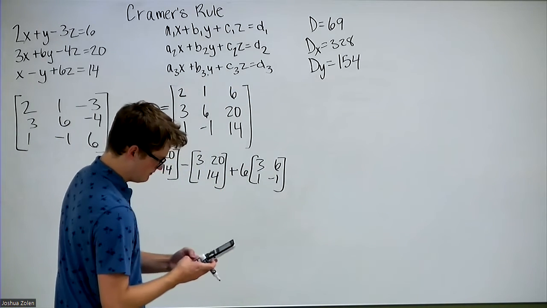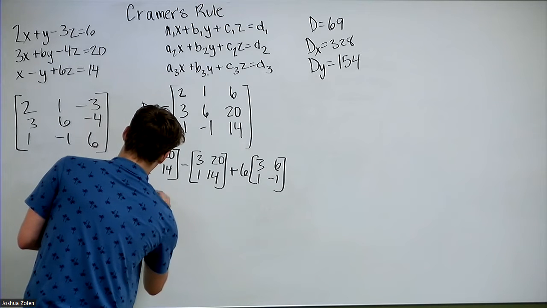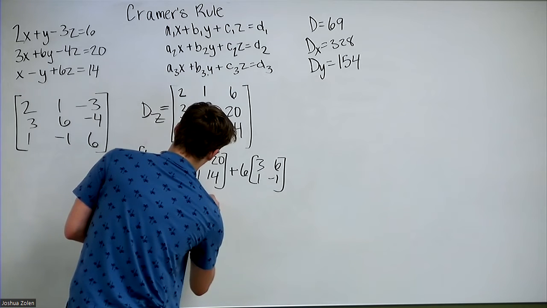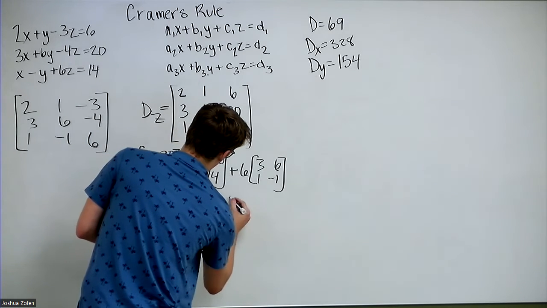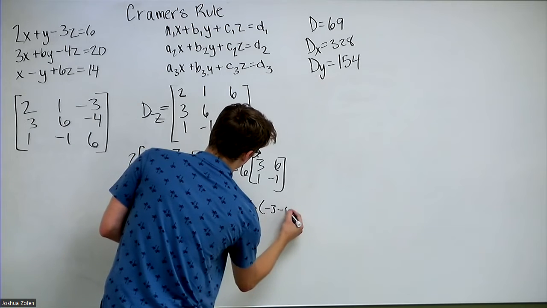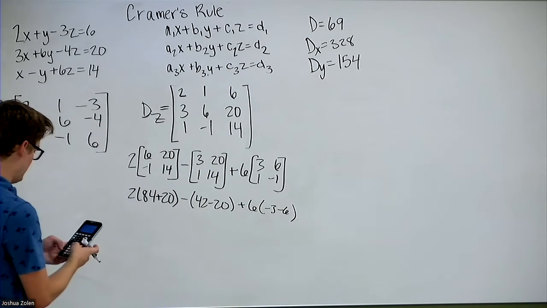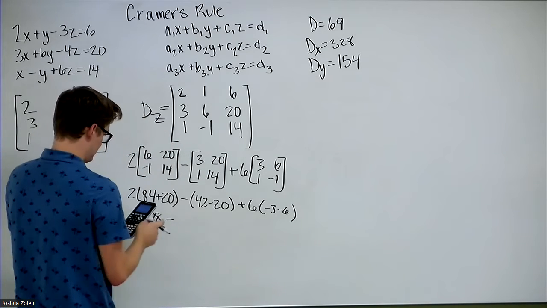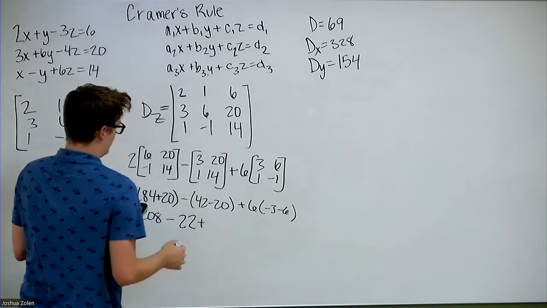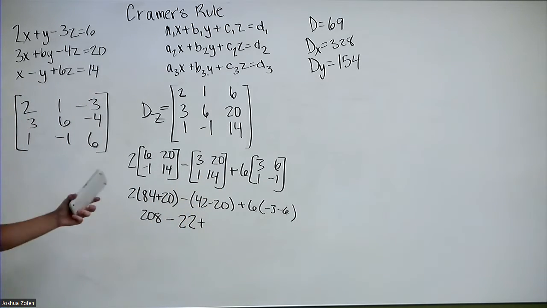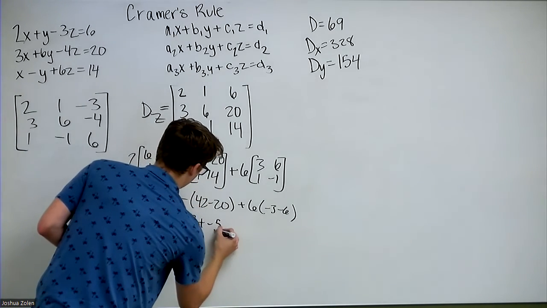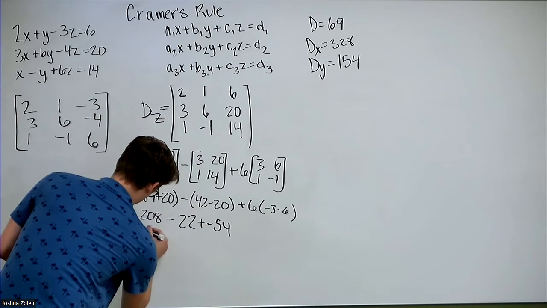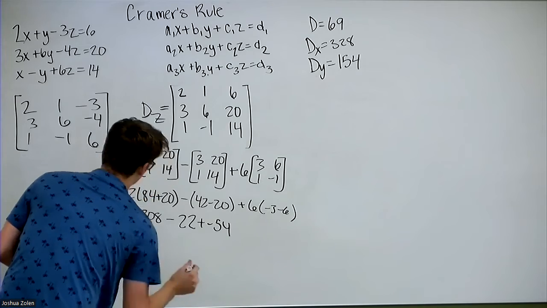Six times 14. 84 plus 20 is 104 times 2 is 208. Minus 22. The -3 minus 6 is -9 times positive 6 is -54. And that gives us 132 is the determinant of Z.